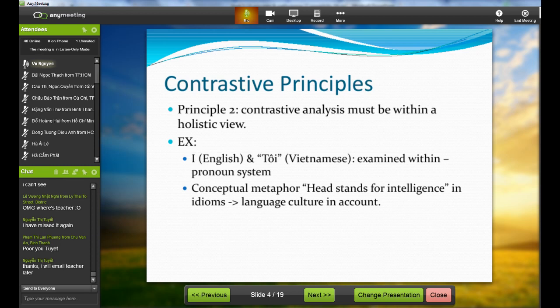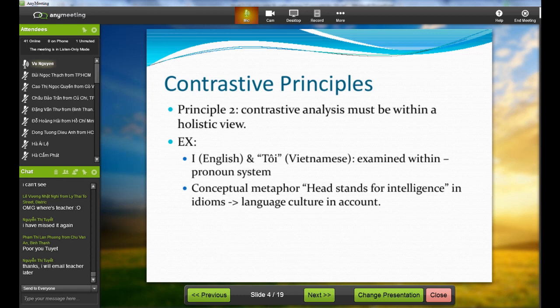And it is also interesting if we can include a discussion about the cultural differences between the two languages by analyzing these pronouns.